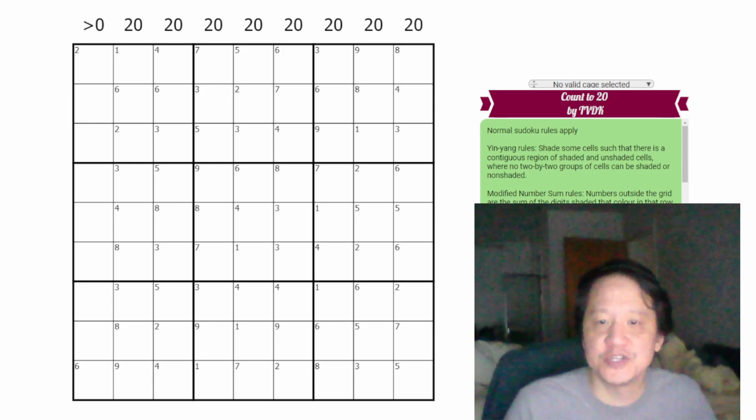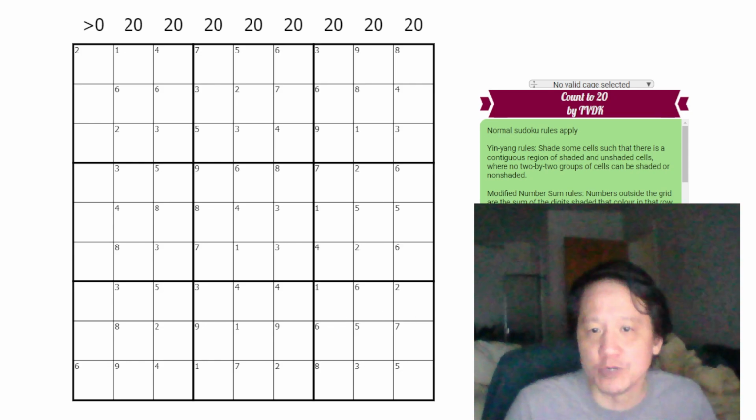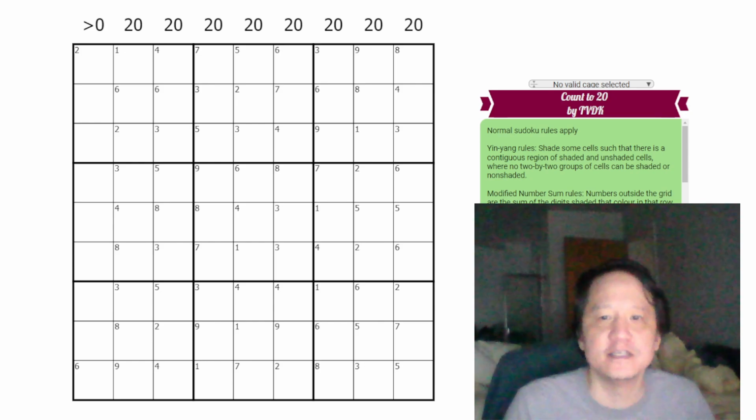And now, on to the puzzle. Here's today's puzzle. It's Count to 20 by TVDK. And here are the rules.